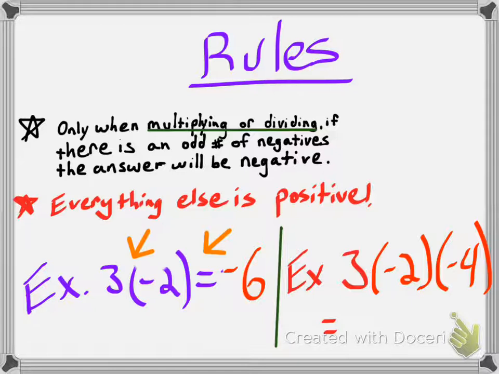So right here you have 3 times -2 and -4. So how many negatives do we have? 2. Since that's an even number, you're going to have a positive answer. So we get 3 times 2 is 6, 6 times 4 is 24, and we have a positive 24.